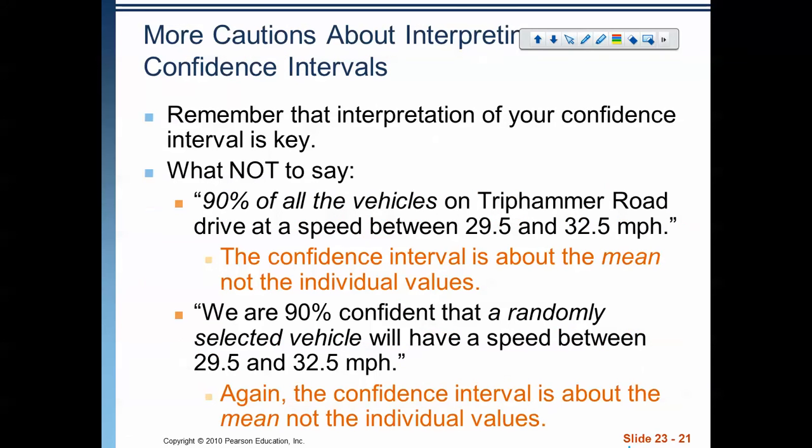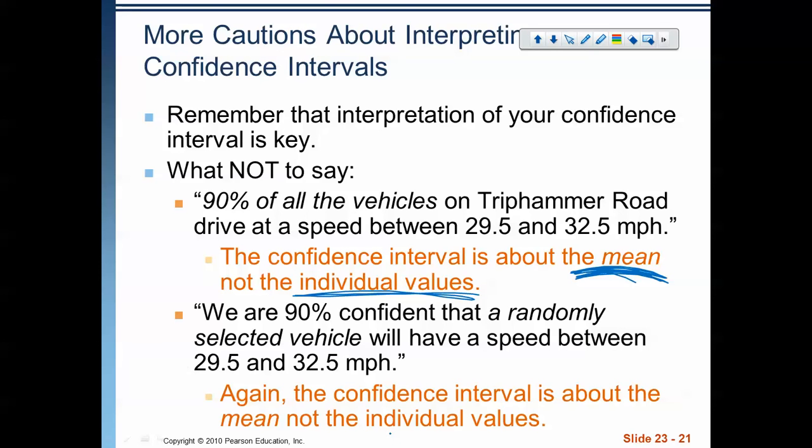Let's just add a couple more words about confidence intervals here, and then we'll be done with this particular video. So remember to interpret your confidence interval correctly. Okay, these are all examples of things not to say. So 90% of all of the vehicles on Trip Hammer Road drive at a speed between 29.5 and 32.5 miles per hour, right? That is the wrong thing to say. It is not correctly interpreting your interval, because the interval is about the mean, not the individual values, right?